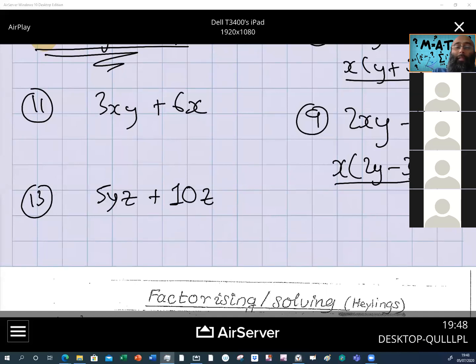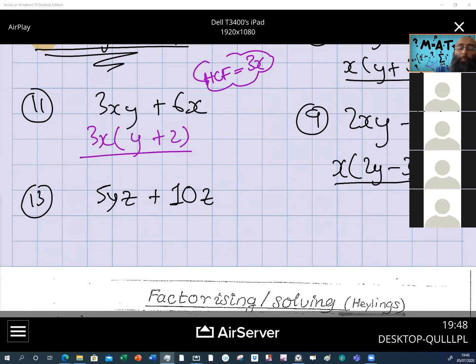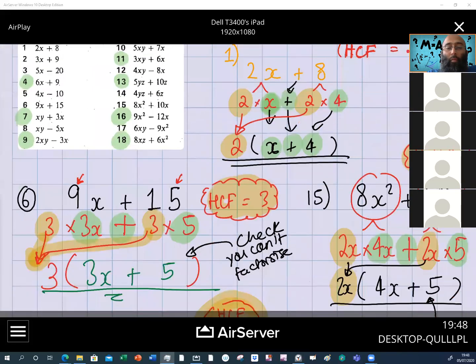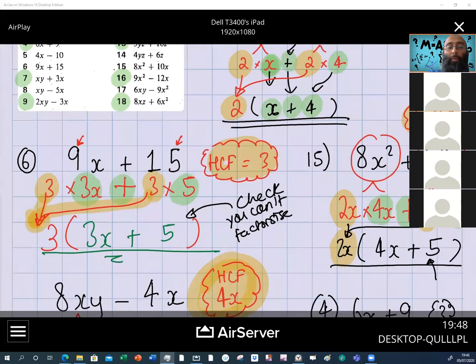For number 11, the highest common factor is 3x, and the answer is 3x bracket y plus 2 bracket. That's beautiful. And the next one? For 13, the highest common factor is 5z. Beautiful. And then the answer is 5z bracket y plus 2 bracket. That's 2z, yeah? Or just 2? Yeah, just 2. Excellent. Okay, I think we might have one last one left. How many left? 2. Yep.